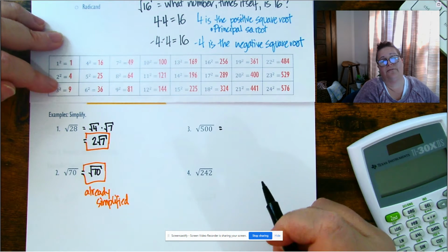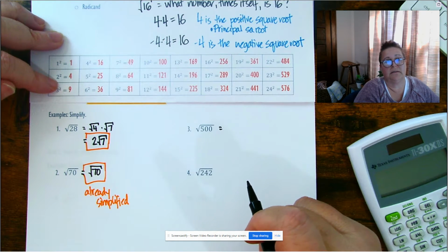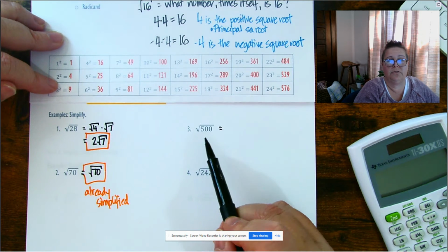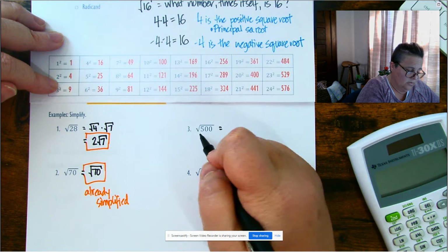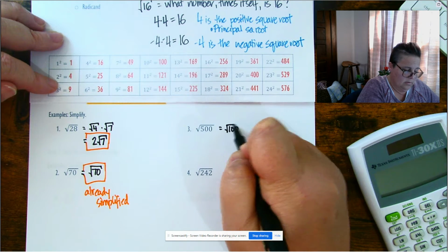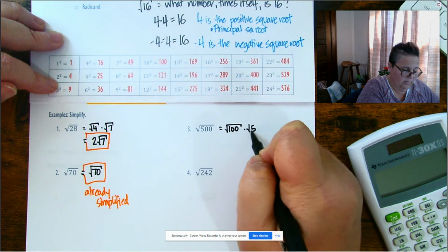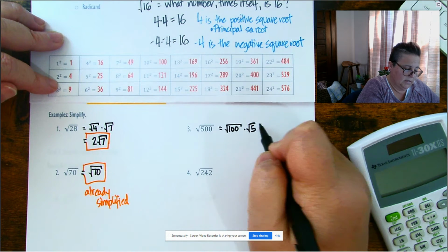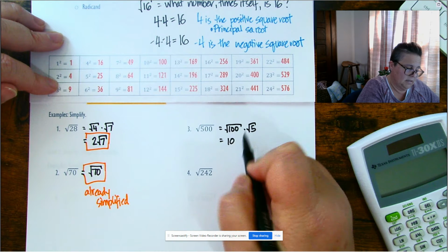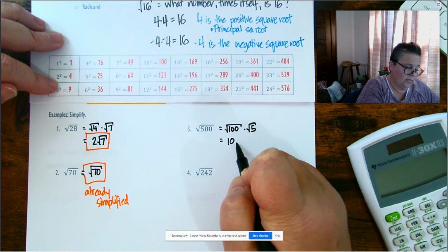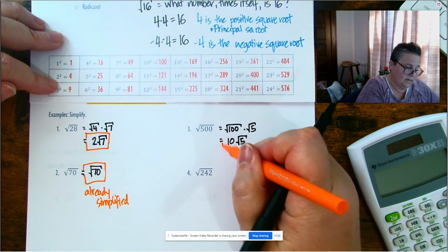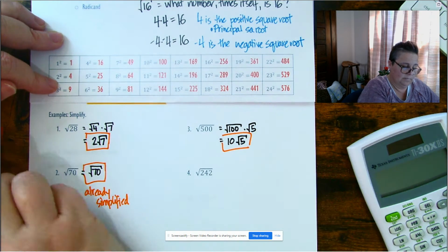All right, let's try number 3. This is the square root of 500. Well, right away my brain goes, won't 100 work? It will. The square root of 500 would be the square root of 100 times the square root of 5, because 5 times 100 is 500. I can take the square root of 100, that's 10, and I cannot take the square root of 5, so I will just leave it as 10 square roots of 5. That's as far as I can go, and I'm done.